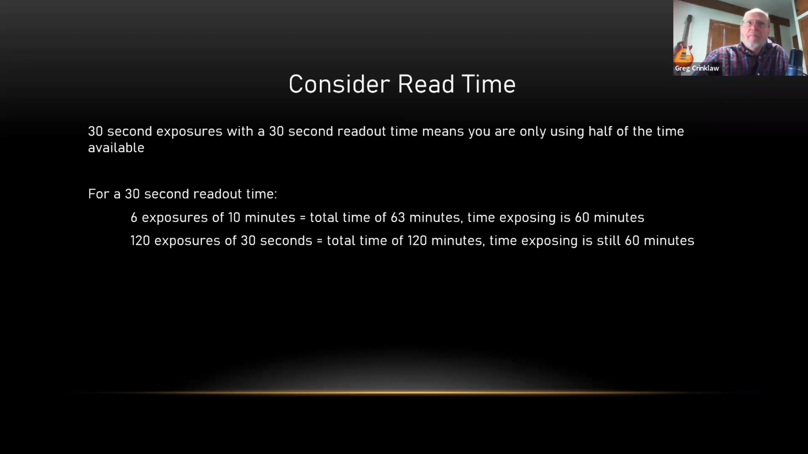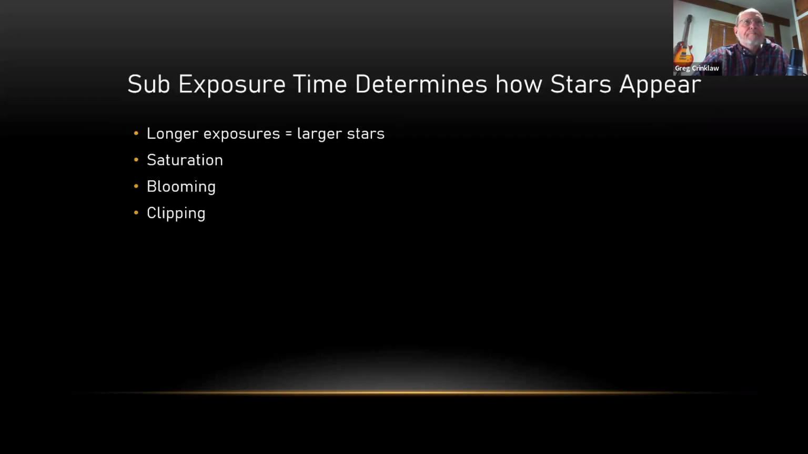If you want to maximize your signal to noise ratio on a given night, there's usually a limited amount of time. We saw earlier that with the Helix, it was only going to be best between 4:30 and 5:30. That's an hour. We don't want to be throwing away too much of that time by using too short of an exposure. So the other thing is that sub-exposure time determines how your stars appear. Longer exposures are going to produce larger stars in general. And then you're going to run into things like saturation, blooming, and clipping.